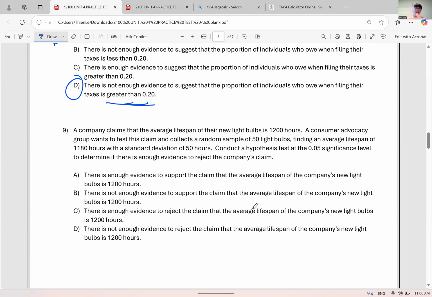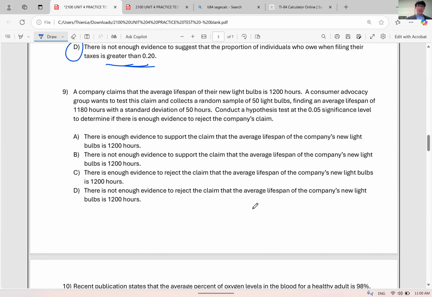Okay, I think this problem is very clear. But in any case, what they want to test here is the mean, the average, and here is the company claim. Because it's the consumer advocacy group, they want to test the claim. So basically, they want to see if they can support mu different from 1,200 here, versus. First they suppose the claim is correct, right? And then they see if they have enough evidence to reject it or not.